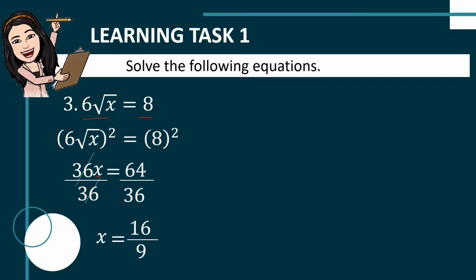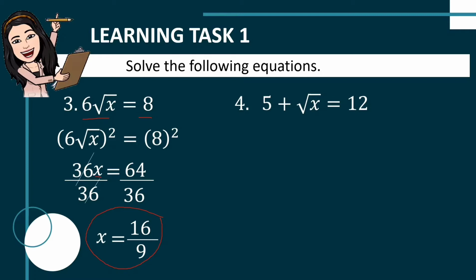Okay, we have 9. So, therefore, this is the value of x. X is equal to 16 over 9. Okay, lowest term na siya. Next, number 4. Our given is 5 plus the square root of x is equal to 12.